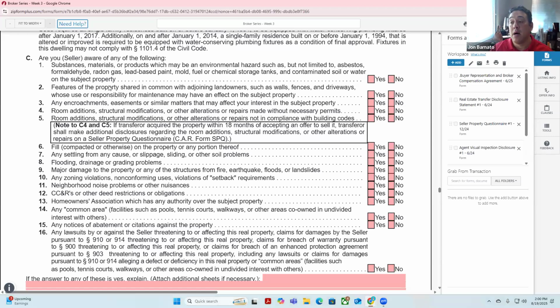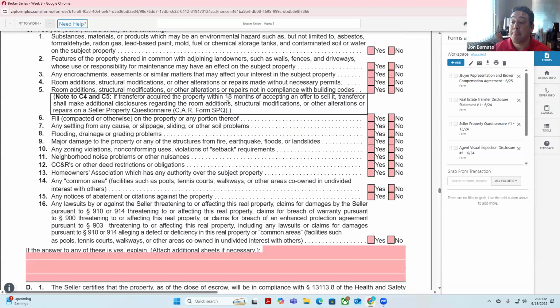Features of the property shared in common with adjoining land, such as walls, fences, and driveways, whose use or responsibility may affect the property. You should almost always be checking yes on this, as we are a good neighbor state when it comes to fencing and walls. That means both parties on that border are responsible for the cost and care of that wall or fence. So you should be checking that yes. If you're checking no and there is one, your seller could be open to exposure as well.